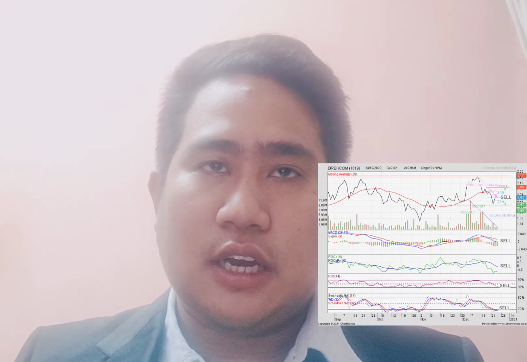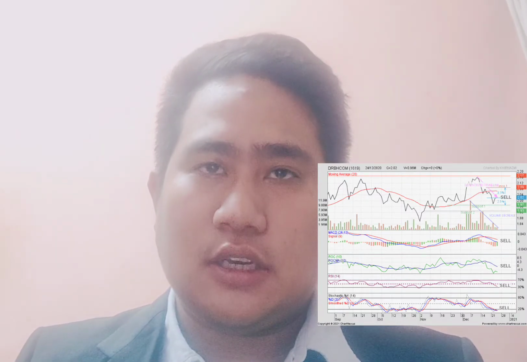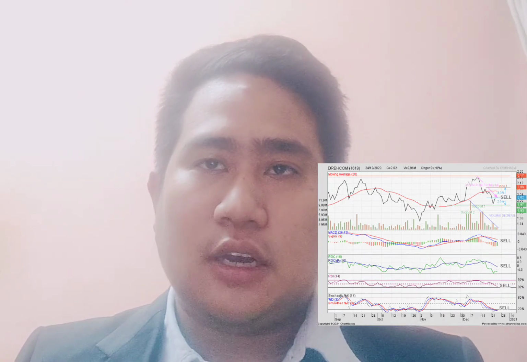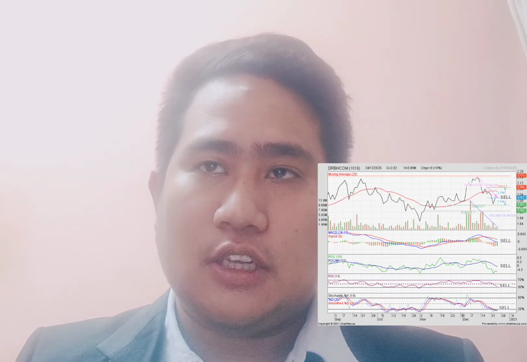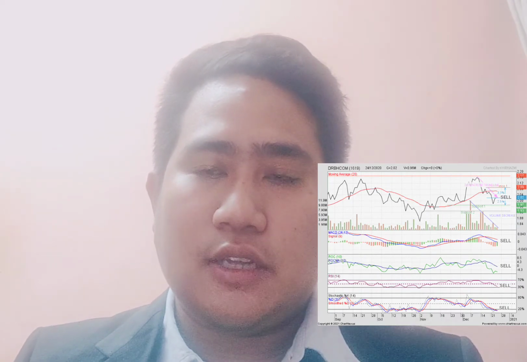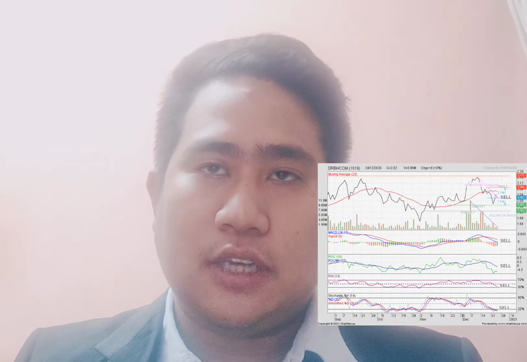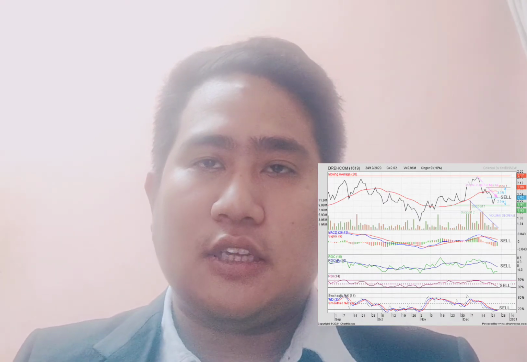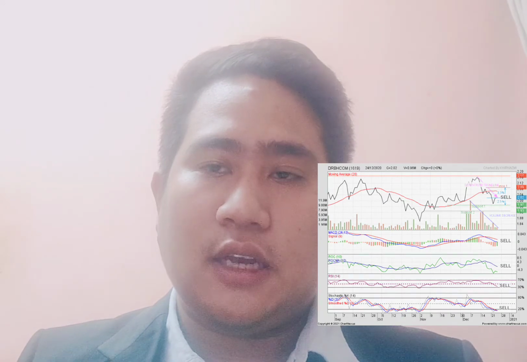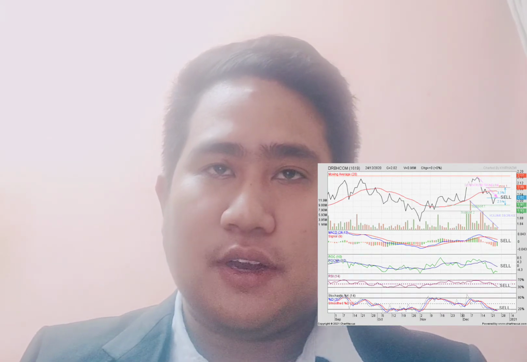As you can see in the chart, at the top is a resistance. Resistance is the opposite of the support. Support line is a level where selling pressure is strong enough to overcome the buying pressure. As you can see in the DRB-Hicom chart, there are two resistance lines. The first one is 2.09 and the second one is 2.17.